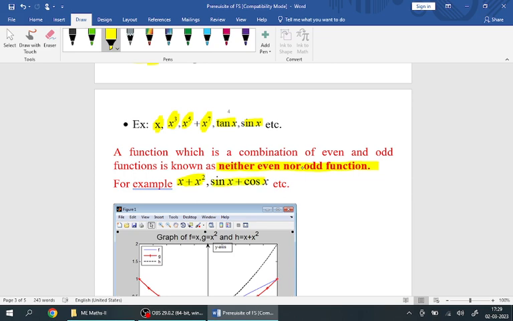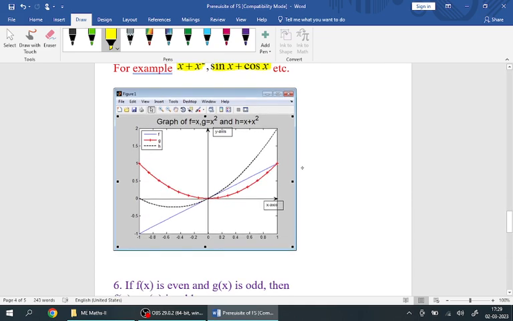So sin x plus cos x is neither even nor odd because it contains an odd term plus an even term. In such cases, we do not get the simplified value. So that is one more thing you should note down. And here are the graphs.